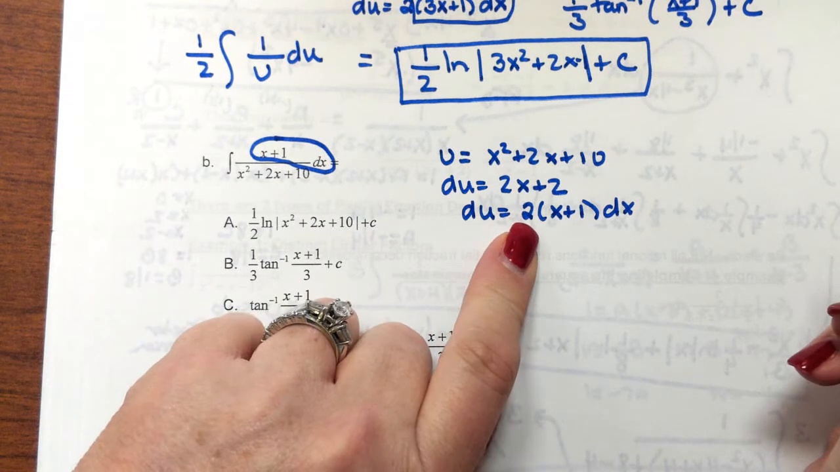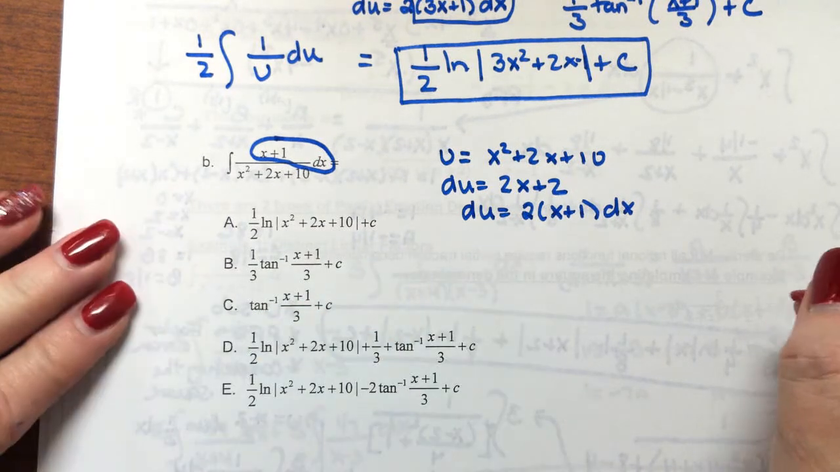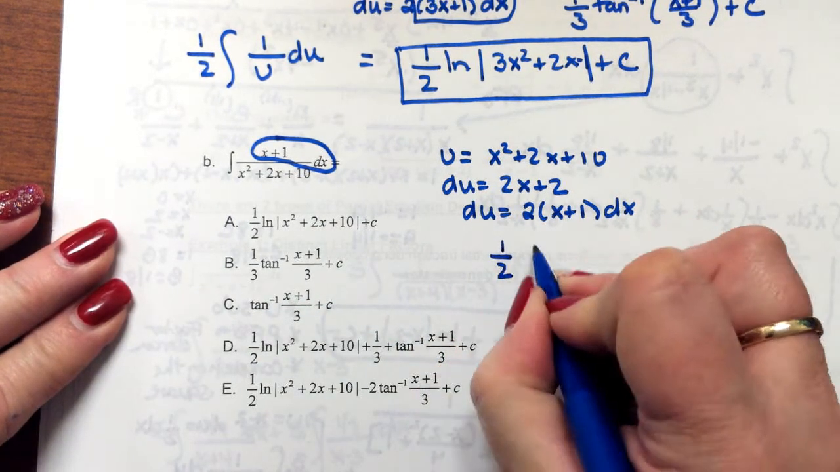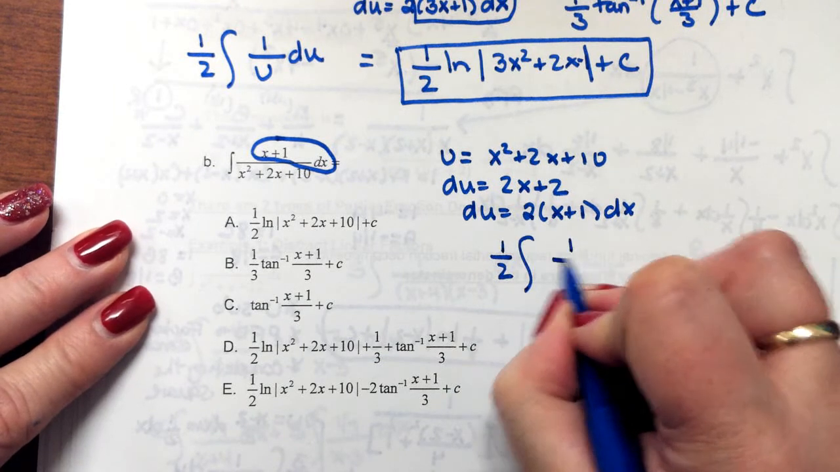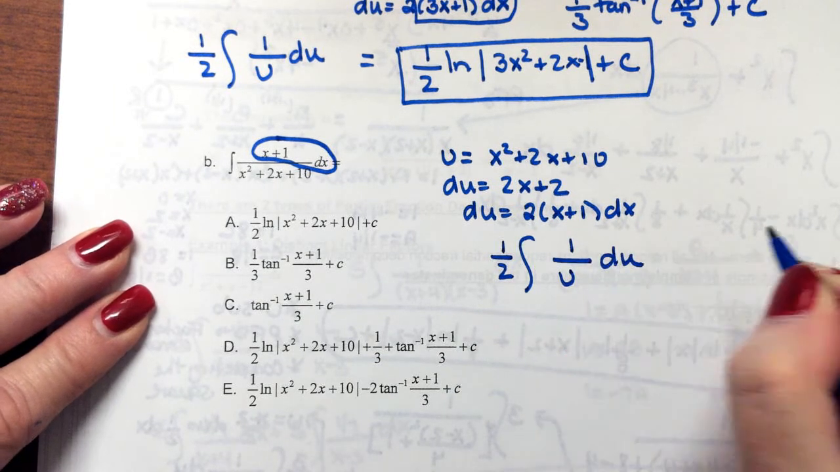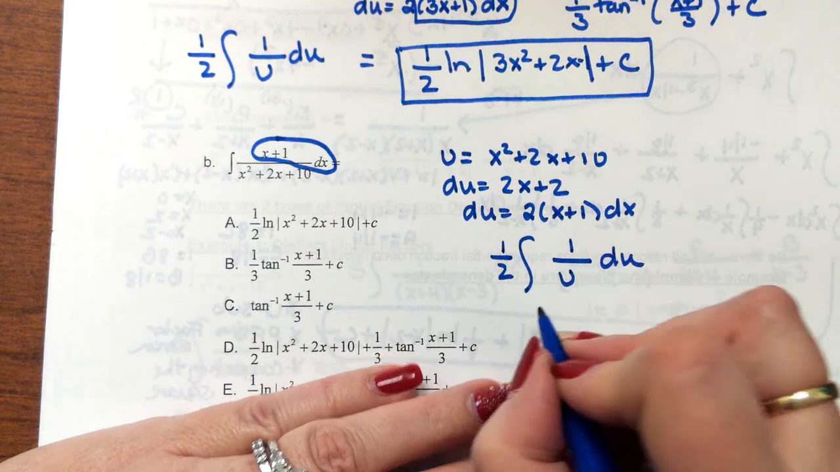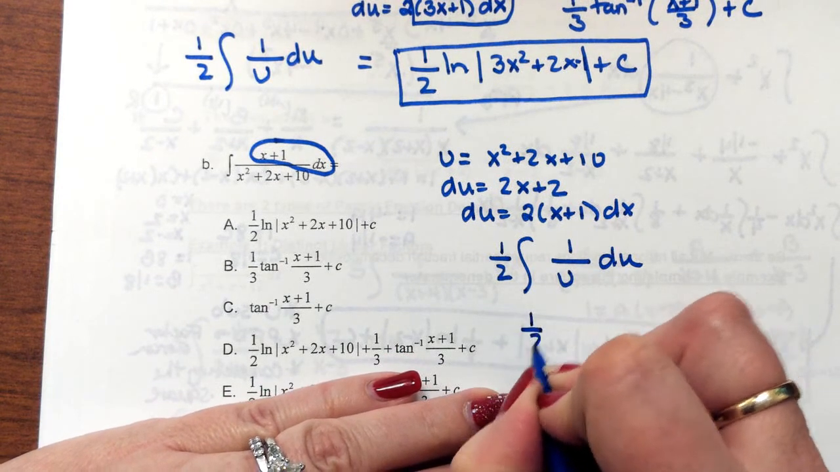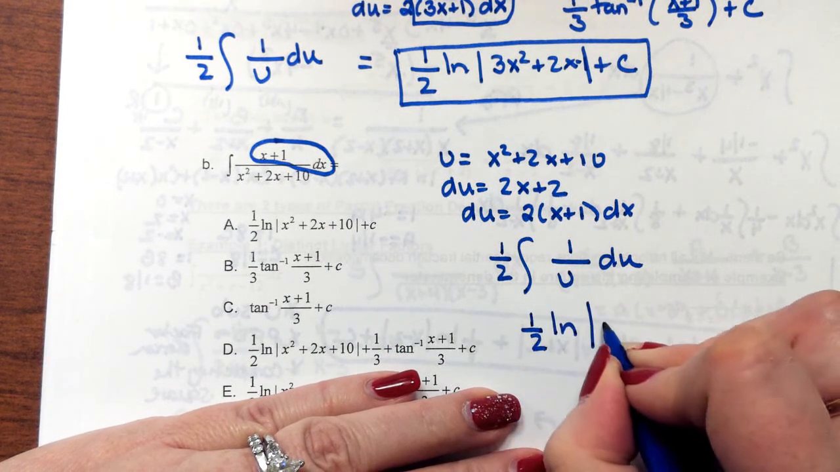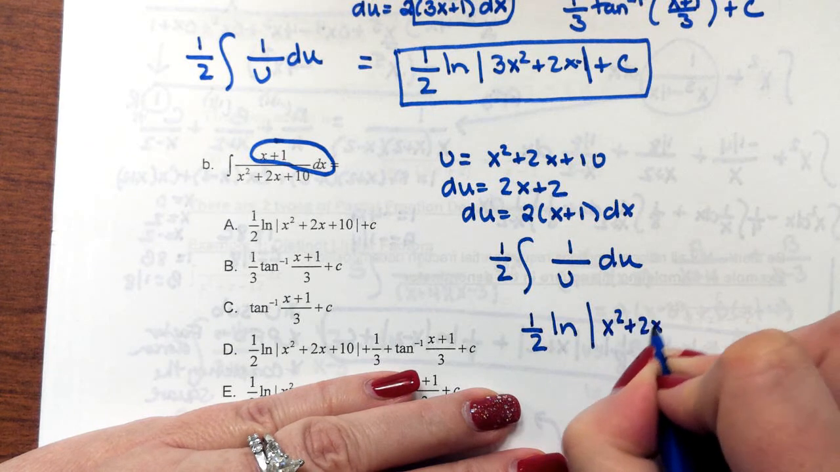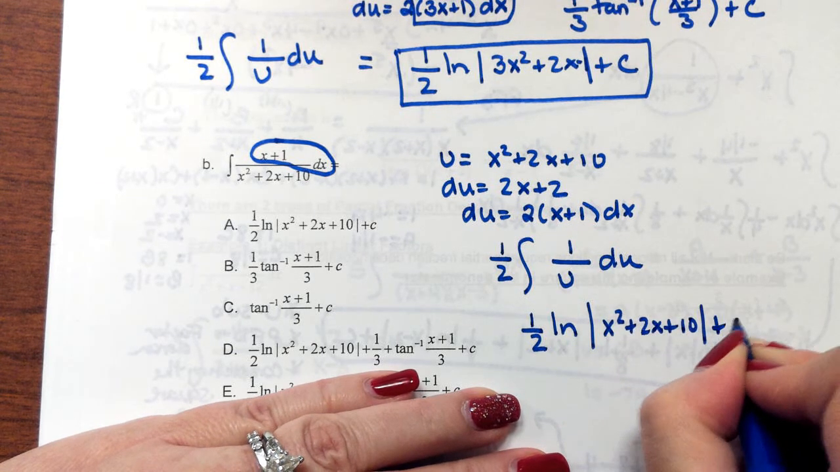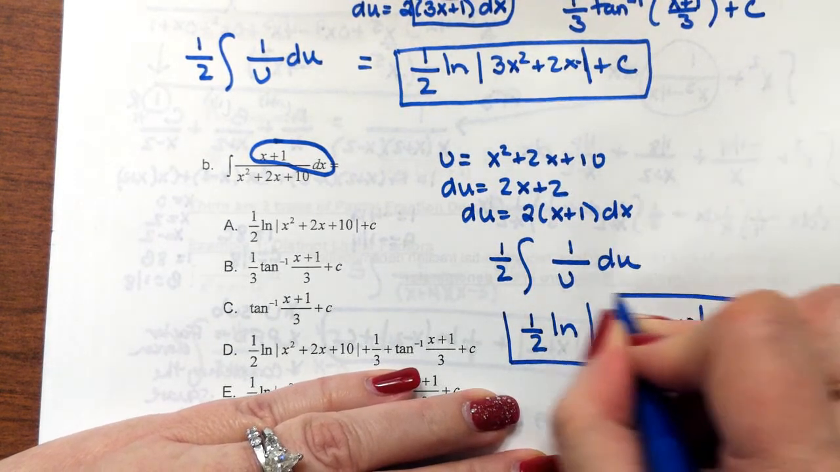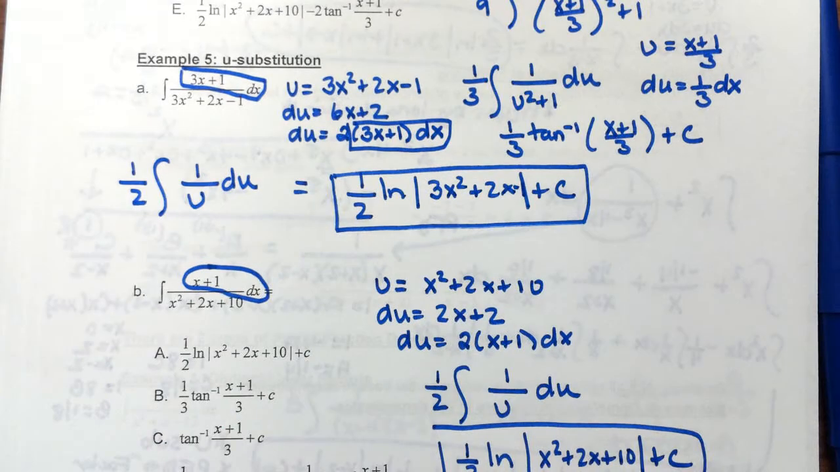So I have the constant that I'm going to have to divide out of this integral. So I have a 1/2 times the integral of 1 over u du. So when I integrate, I have 1/2 times the natural log of the absolute value of x squared plus 2x plus 10 plus c. And that's how you handle the integration by parts.